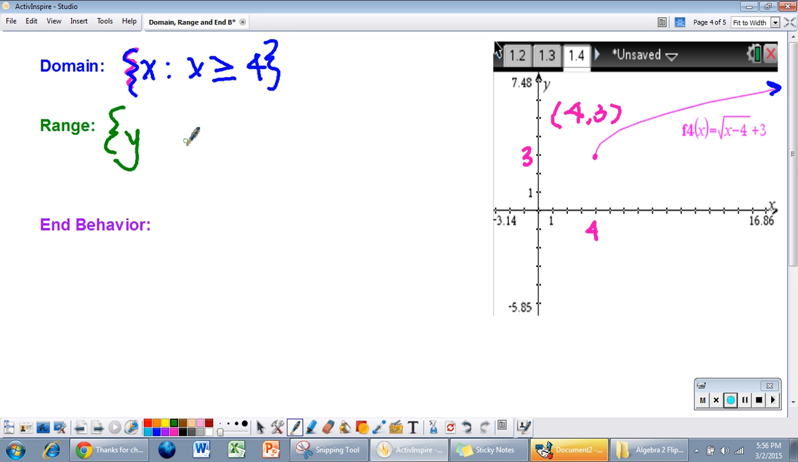My range is my y values. Y such that, well, what's the smallest y could be? Well, the smallest on the y scale is 3. Could it go bigger than 3? Yep, it's going up as it moves to the right. Can it go lower than that? No. So we can say y is greater than or equal to +3, because that's the y value, reading over to the y-axis. Okay? Now let's talk about the end behavior.